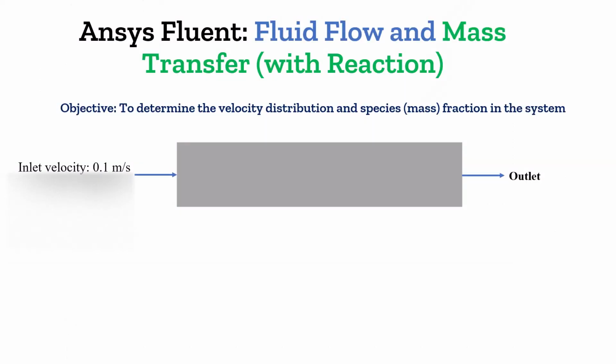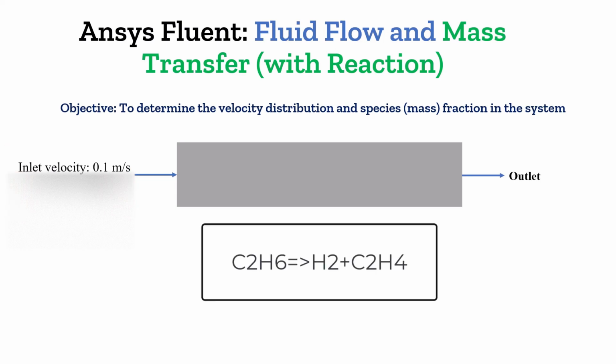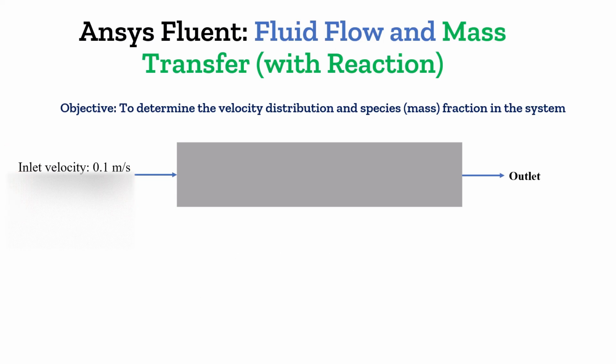Hello and welcome. In this video, I'm going to show you how to model fluid flow and mass transfer in ANSYS Fluent. The objective of this study is to investigate the velocity and mass transfer distribution within the system. Our inlet is ethane with an inlet velocity of 0.1 meter per second and a fraction of 1 since it is filled. The resulting products from the reaction are hydrogen and ethylene. Alright, let's jump into ANSYS Fluent and get started.